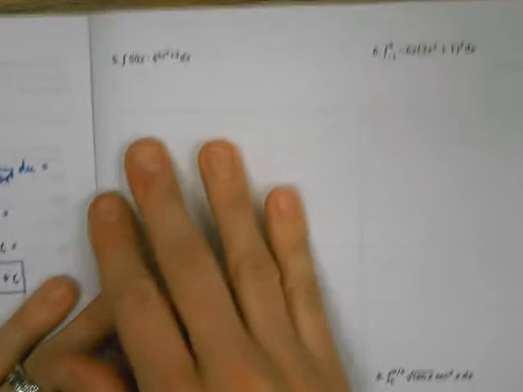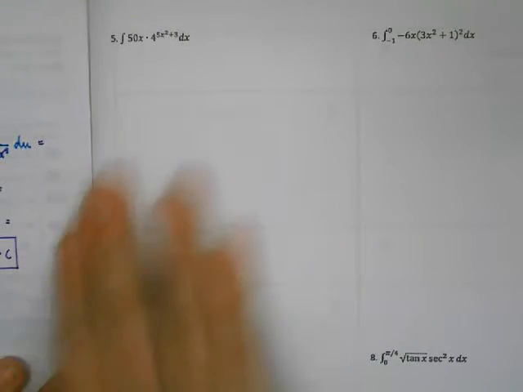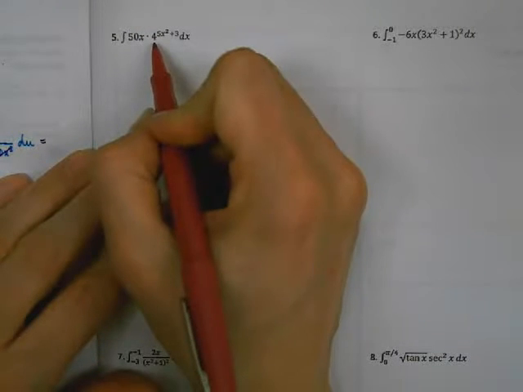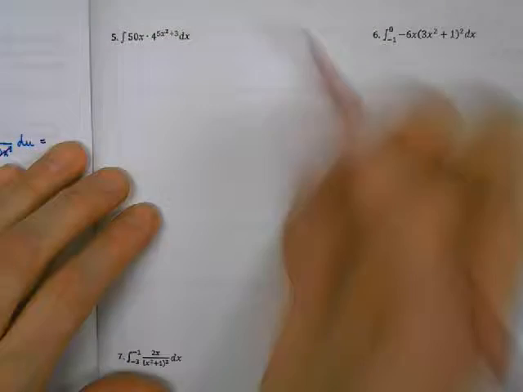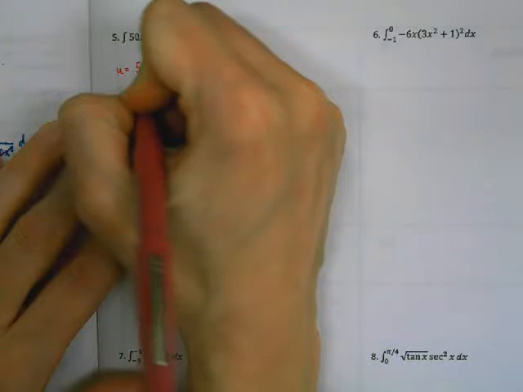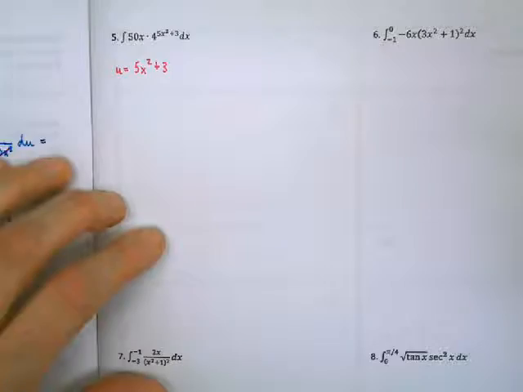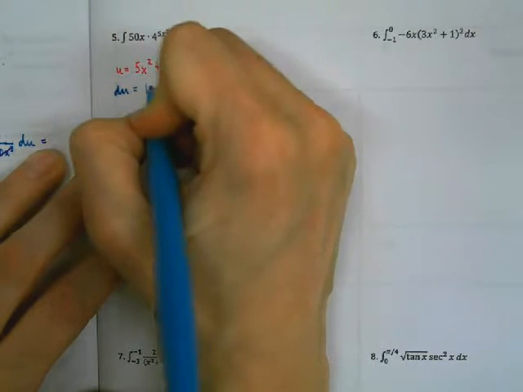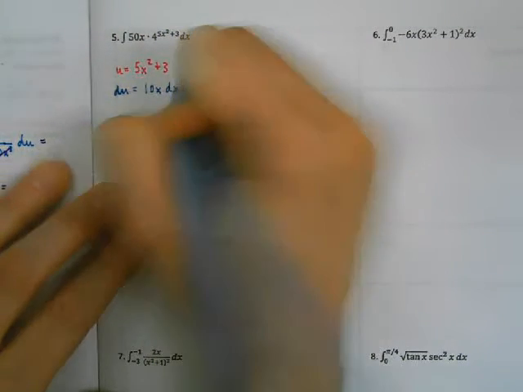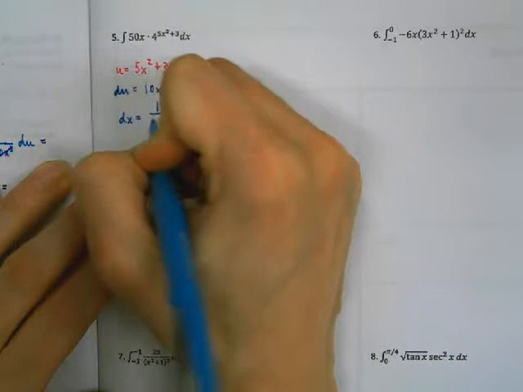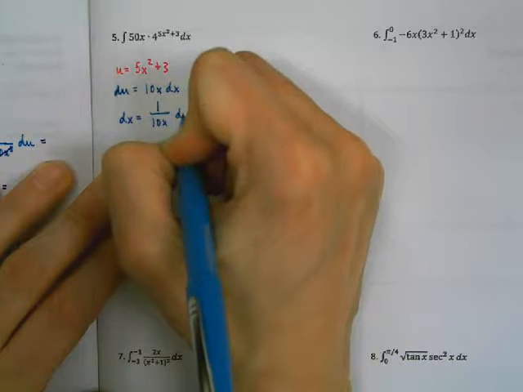All right, let's keep going here with number 5. So I find my u first of all. I know if I have 4 to the 5x squared plus 3, that would trigger chain rule. So my u is 5x squared plus 3, which is going to make my du equal to 10x dx. And then dx is going to be 1 over 10x times du.